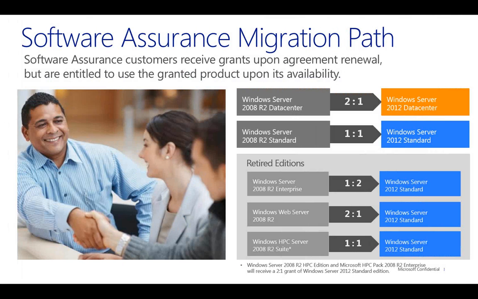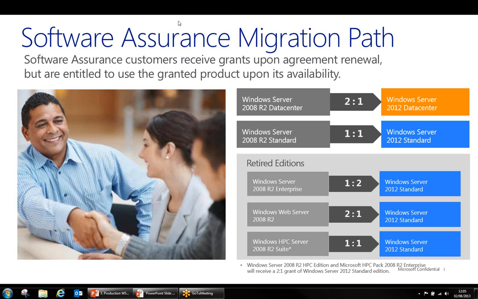For those of you with Server 2008 licenses with software assurance, there is of course a migration path. As we've said, Enterprise Edition has retired, as has Web Server, as has the High Performance Server, HPC. The straightforward transition is if you've got Server 2008 Data Center, for every two of those you get one Server 2012 Data Center license, and that's because 2008 Data Center was an individual CPU purchase, but the minimum was two, and with the Data Center it includes two CPUs, so effectively they equate to the same thing.